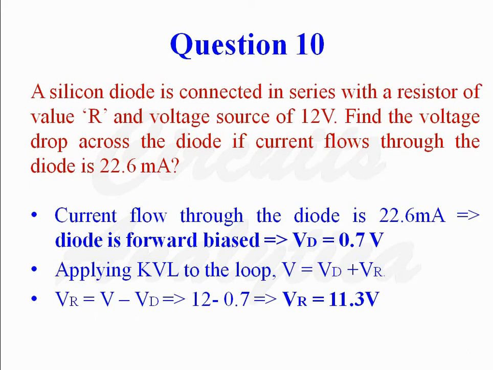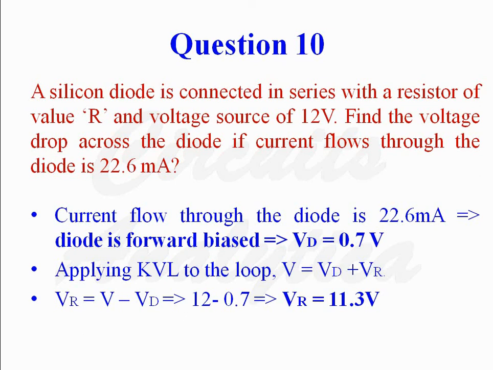That means diode D is forward biased. So the voltage drop across a forward biased PN junction silicon diode is 0.7 volt. So VD is equal to 0.7 volt. Applying KVL to the loop, applied voltage V is equal to VD plus VR. Therefore, the voltage drop across the resistance is equal to V minus VD.